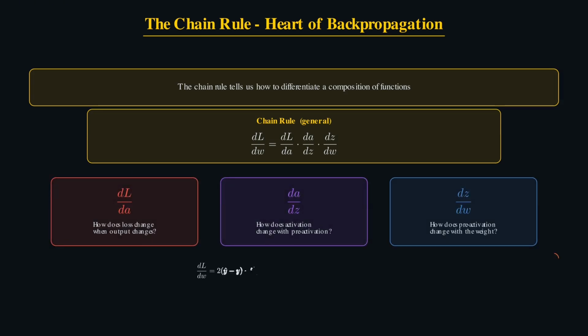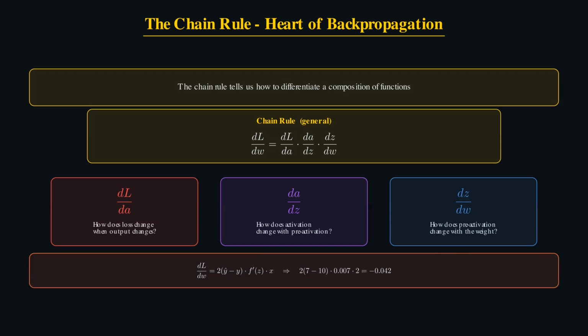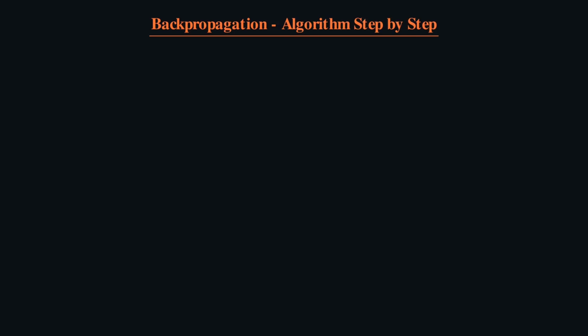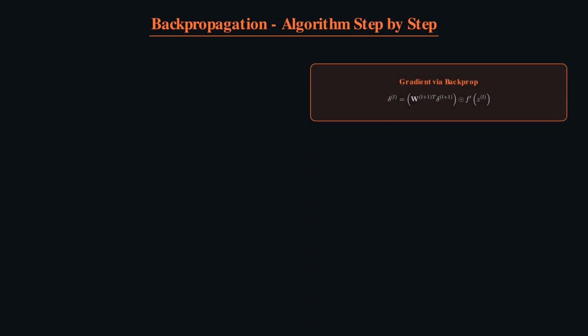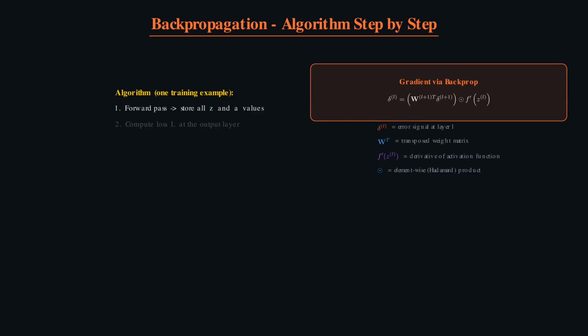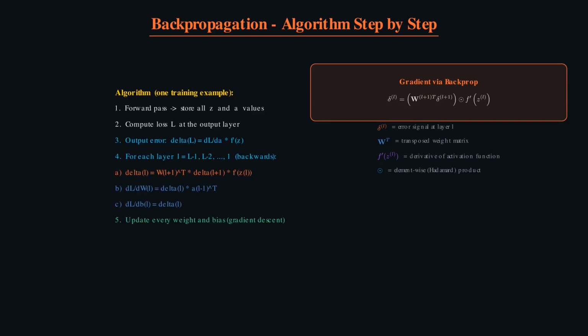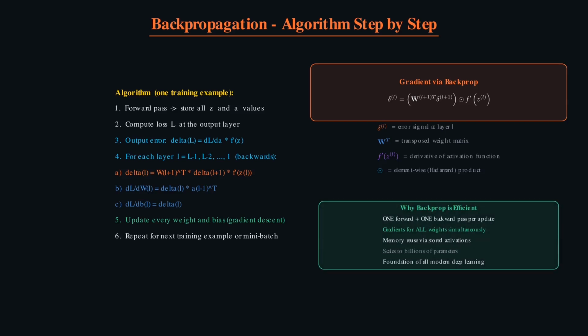That requires gradients, and that's where the chain rule comes in. The gradient of the loss decomposes into 3 local terms. dL over da times da over dz times dz over dw, each trivial to compute at its own layer. Multiplied together, they give the exact gradient. With real numbers, ours works out to negative 0.042. That negative sign means the weight needs to increase to reduce the loss.